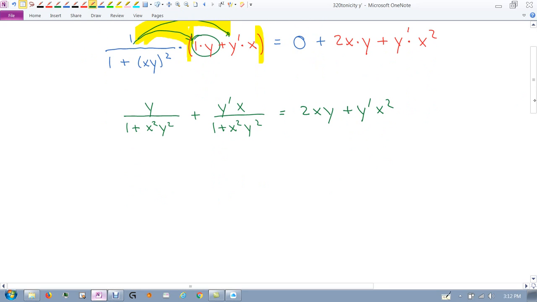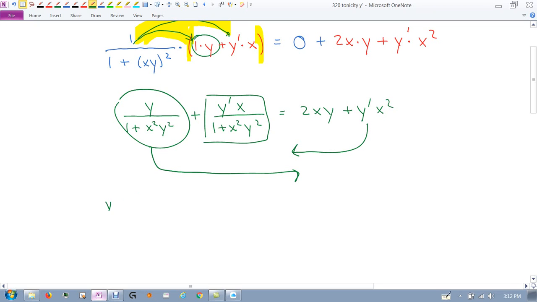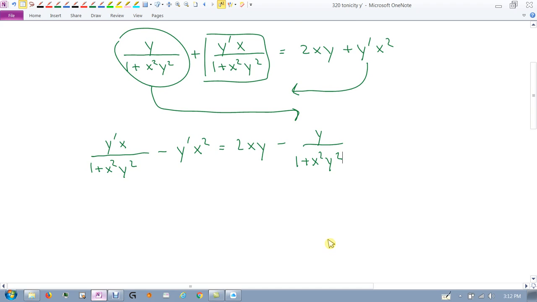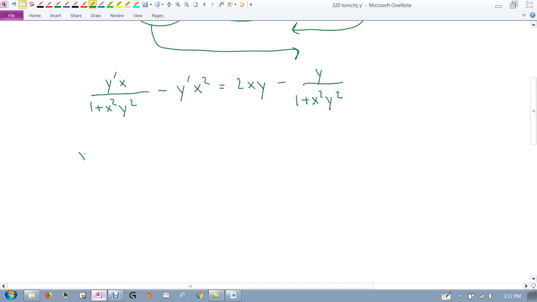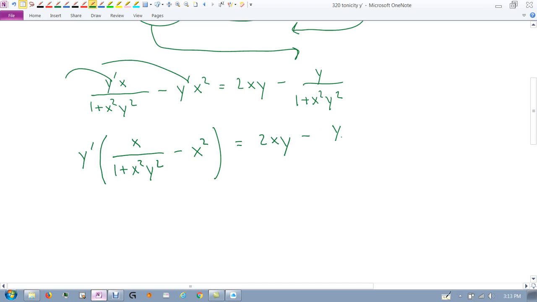Okay, now let's try and get our y primes together on one side. So I'm going to leave this one here, move this one over, which is going to make it negative, and then I'm going to take this here and move that to the other side. So I should have y prime x over 1 plus x squared y squared minus y prime x squared equals 2xy minus y over 1 plus x squared y squared. All right, the whole idea behind that is to be able to now factor a y prime out on the left-hand side. Pull a y prime out. I'll be left with the x over 1 plus x squared y squared, and when I pull the y prime out of the second term, I get just x squared. So I just pulled the y prime out, equals 2xy minus y over 1 plus x squared y squared.